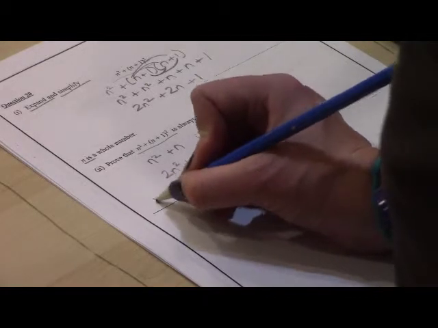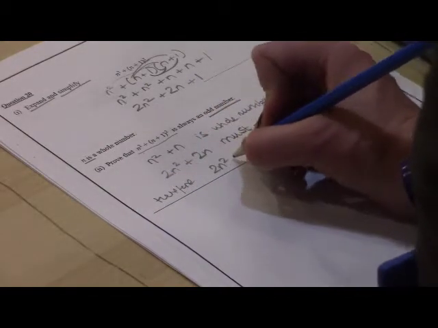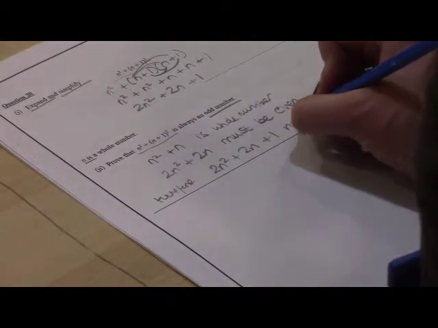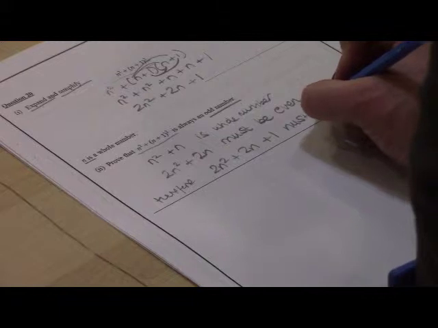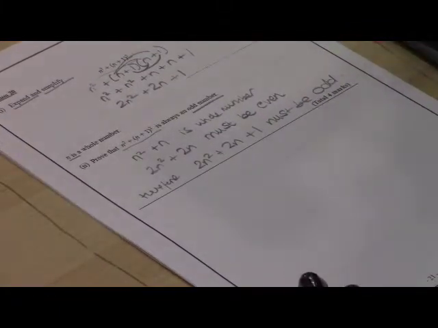We get an even number. And then think about what you know about odd and even numbers. If I add 1 to an even number, I'm going to get an odd number. So then you just need to write, therefore, 2n squared plus 2n plus 1 must be odd. All you need to do.